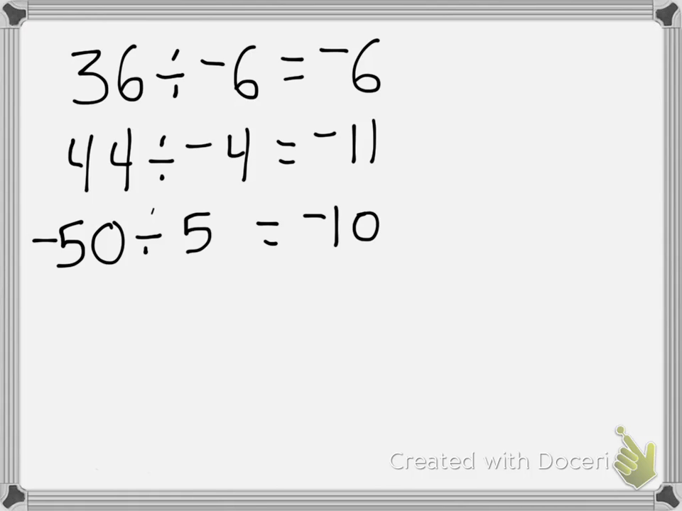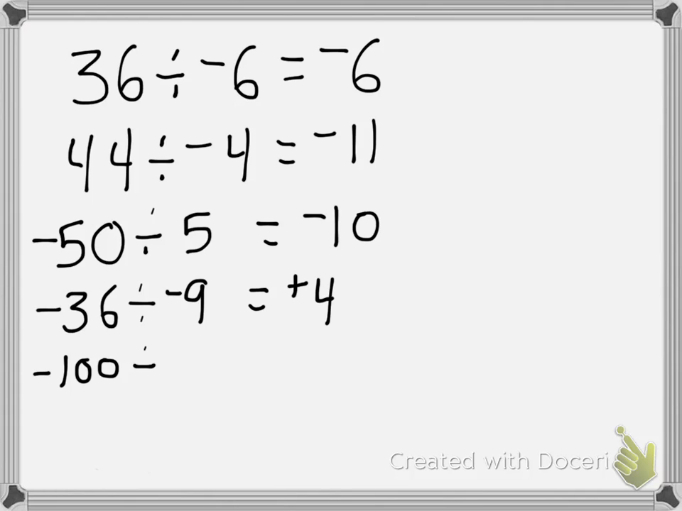Let's go with -36 divided by -9. That equals +4. Let's say -100 divided by -10. That equals +10. You guys seeing the rules? Is that making sense? Tracking with me?